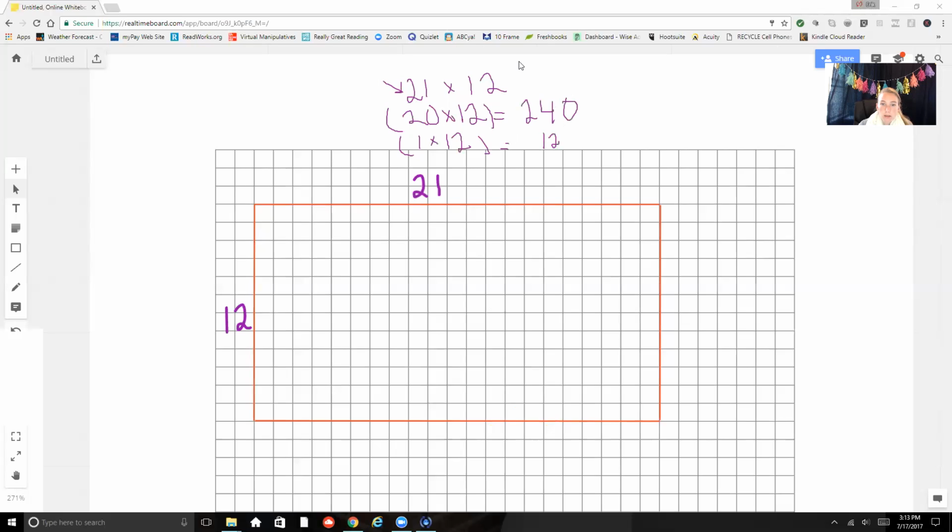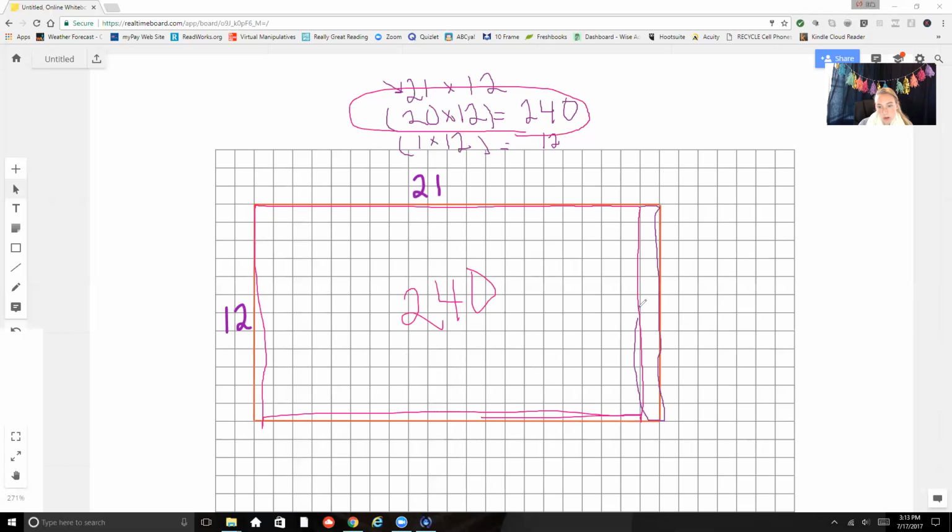And the way that would have looked, 20 times 12, that would have been 20 across and then 12 down. So the big chunk is right here, and that would have been 240. And then the 1 times 12, you can see that baby sliver over here, 1 times 12, and that's 12 squares. So all together, that would again give us 252.